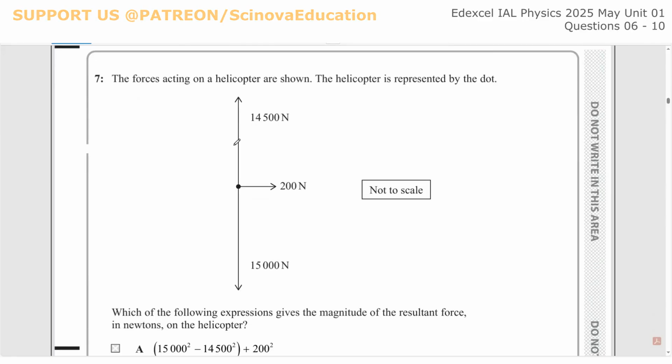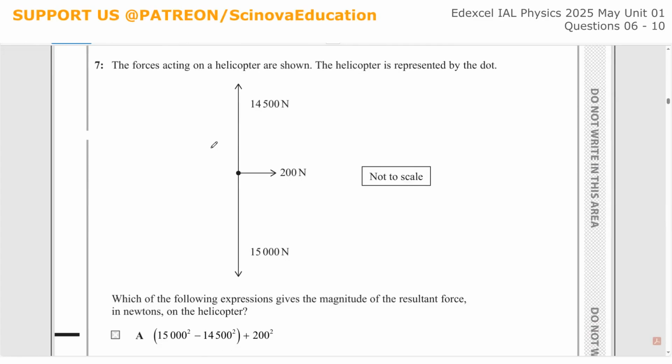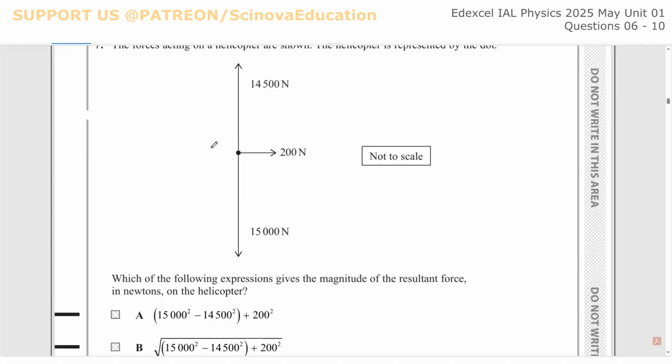Question 7. The forces acting on a helicopter are shown. The helicopter is represented by the dot. Which of the following expressions gives the magnitude of the resultant force in newtons on the helicopter? We have two vertical forces and one horizontal force. We can first identify the resultant vertical force by simply taking the difference between vertical forces.